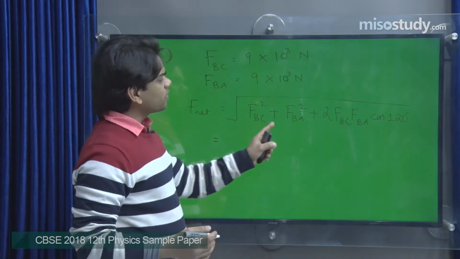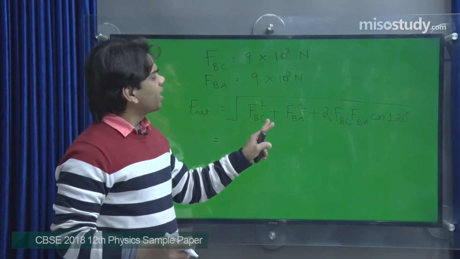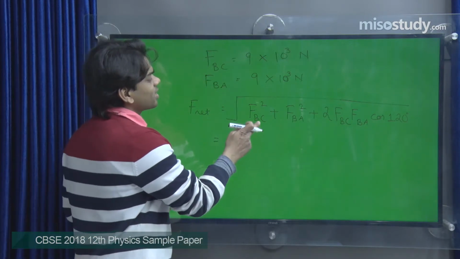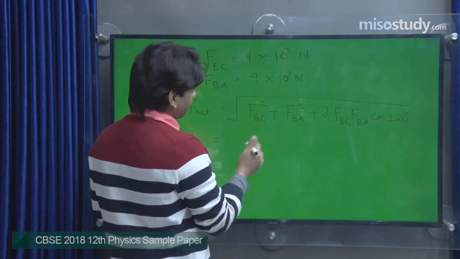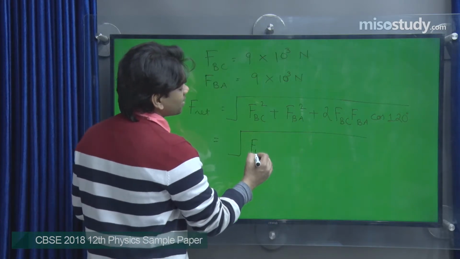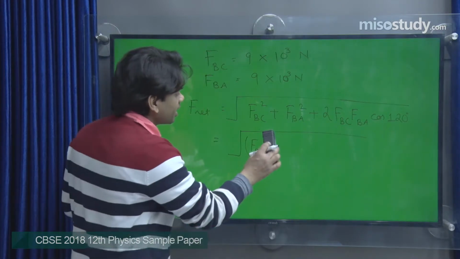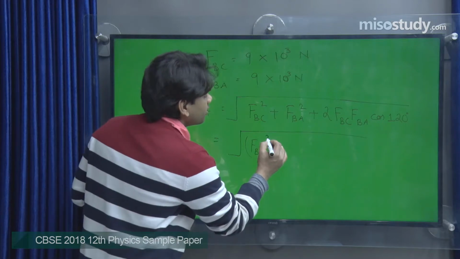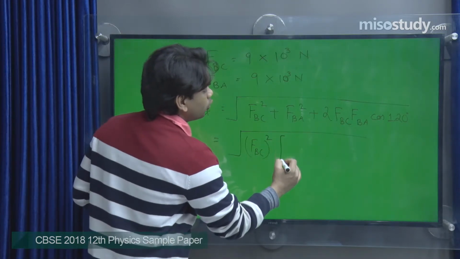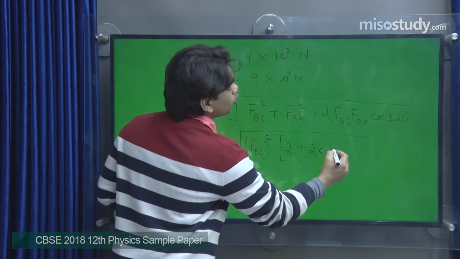Now see, all these values are the same. F_BC is also the same, F_BA is also the same, all are the same. So we can take F_BC as common because all are equal in magnitude. We can write this as F_BC whole square, and then 1 plus 1, 2 F_BC whole square. So we will have 2 plus 2 cos 120 degrees.